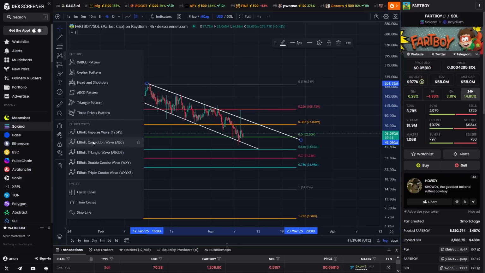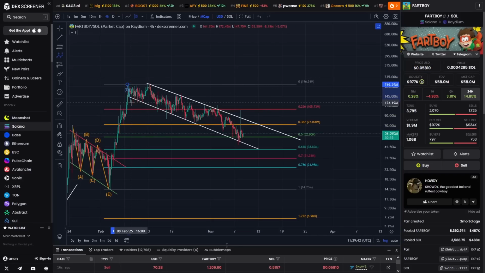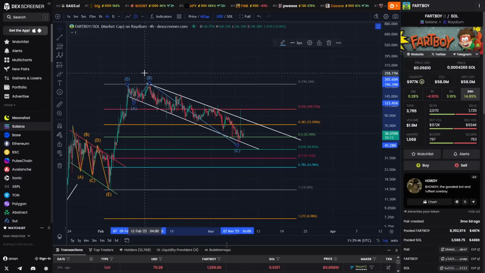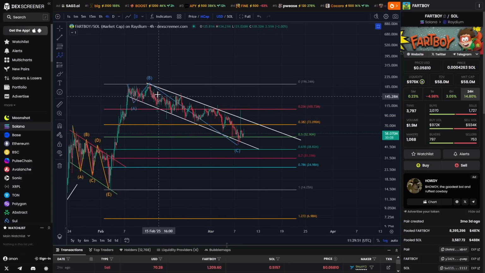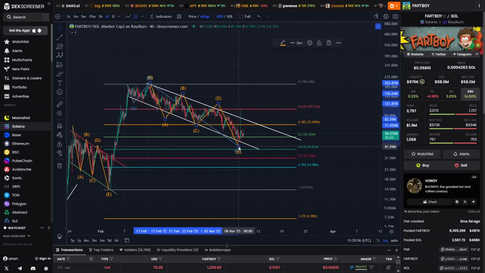we've completed an expanded flat correction. So there's your A wave down, this is your B wave high, and this is a C wave. Okay, it's been nasty, but what we've got simply in the C wave is a 5-wave move to the downside. We've got some kind of A into a B, into a C, into a D, into an E, which is a 5-wave move of C basically.